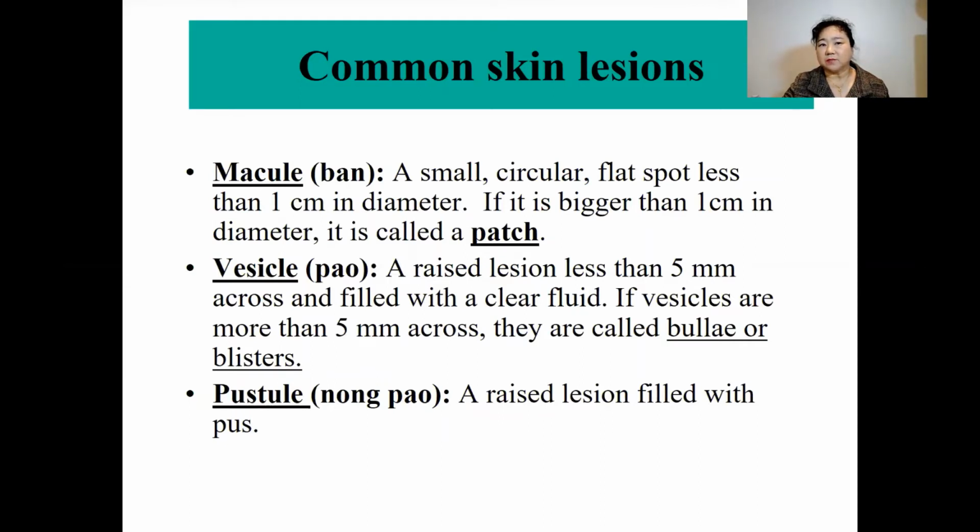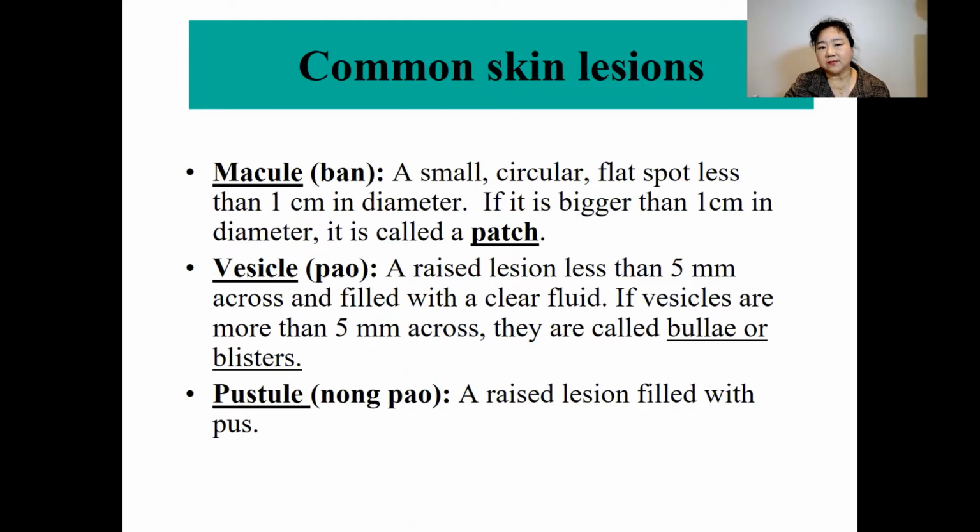The first one is macule, which Chinese call ban. A macule is a small circular flat spot less than 1 centimeter in diameter. If it is bigger than 1 centimeter in diameter, it is called a patch.